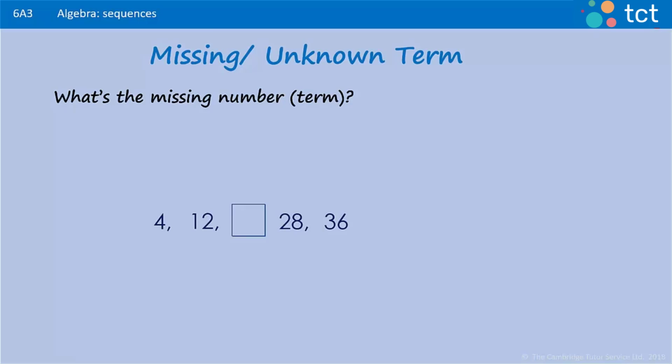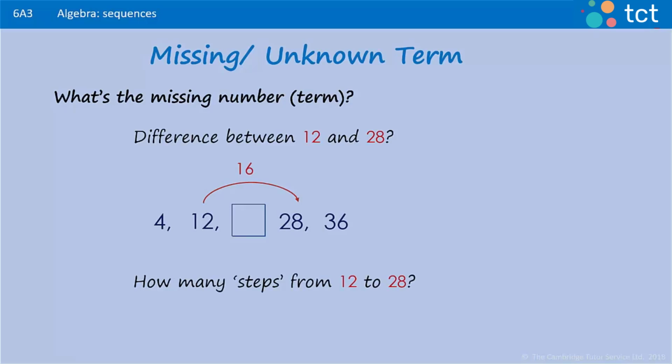So if we go back to the one that's missing here, the first thing we look at is what's the difference between the terms we have either side of the missing one. So the difference between 12 and 28. The difference is 16. Now we look at how many steps we have to take to get from the last term that we know to the next term that we know, either side of the one we don't know. So from 12 to 28, there's one step and two steps. So there are two steps between 12 and 28.